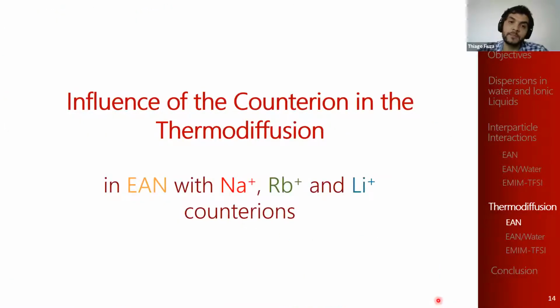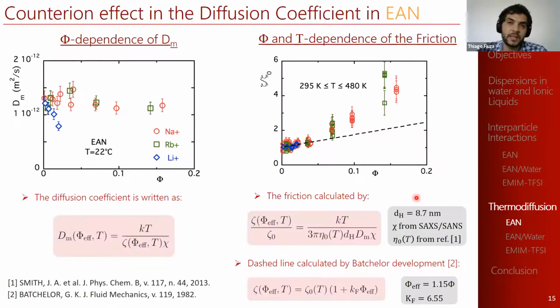So let's first see the influence of the counterions in the thermodiffusion. Take the sample that we showed before in EAN with sodium, rubidium, and lithium. First, let's take a look at the diffusion coefficient. As we can see here, for sodium and rubidium, as a function of the volume fraction, it does not really change, while for lithium it really reduces.